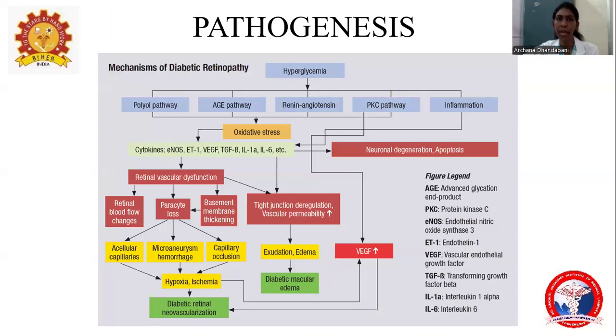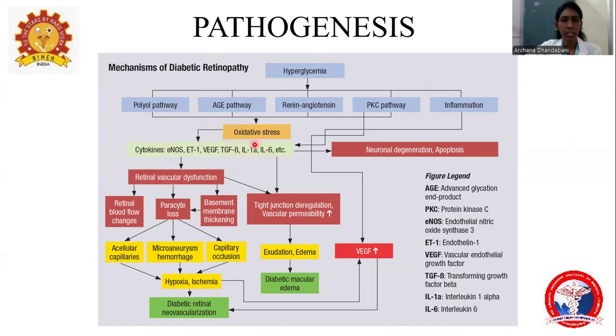Coming to the pathogenesis of diabetic retinopathy, the most inciting factor is hyperglycemia. It will initiate numerous pathways, which include the polyol pathway, advanced glycation end product pathway, renin-angiotensin pathway, protein kinase pathway, and also inflammation. These pathways lead to oxidative stress, which in turn results in activation of cytokines, especially VEGF, vascular endothelial growth factor, transforming growth factor beta, interleukin 1A, and interleukin 6.